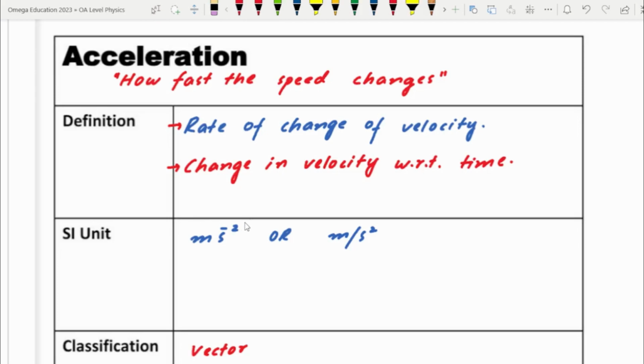So acceleration is rate of change of velocity, or change in velocity with respect to time. When you use the word rate of change, it already means with respect to time, at least for your syllabus of A-level physics. In higher physics, the rate can be with respect to some other things as well. For example, change with respect to area, change with respect to force, and these kind of things. So how quickly you speed up or slow down, that is the acceleration.